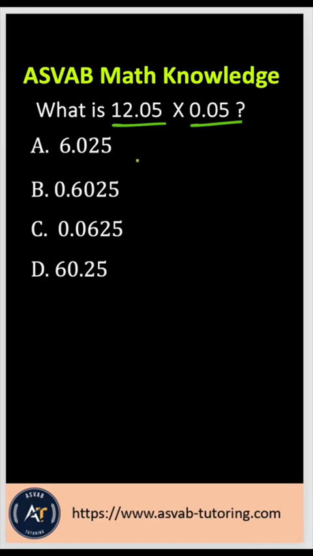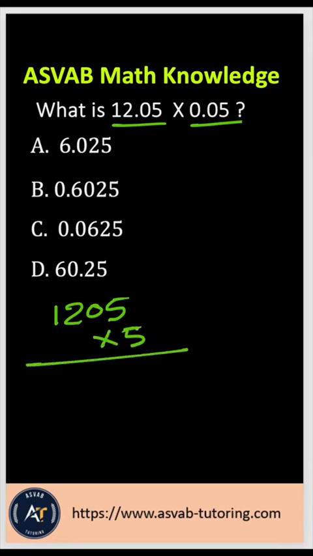If you want to multiply decimals, the first thing you have to do is get rid of the decimal first, right? So let's rewrite it. That gives me 1205 times 5. Now do the regular multiplication. 5 times 5 is 25, write 5 carry 2. 5 times 0 is 0, plus 2 is 2. 5 times 2 is 10, write 0, carry 1. 5 times 1 is 5, plus 1 is 6. So that is 6025.